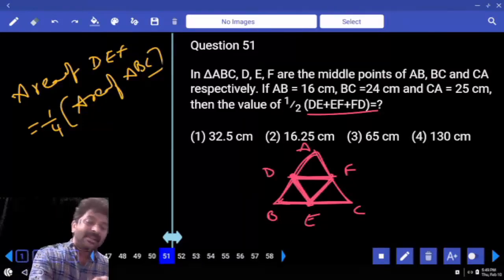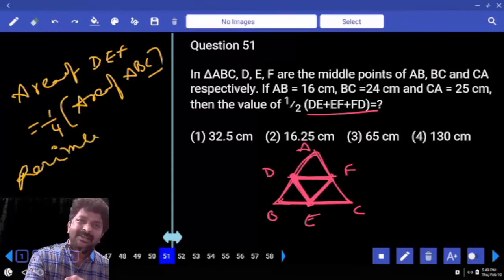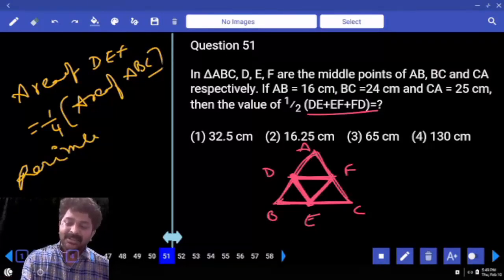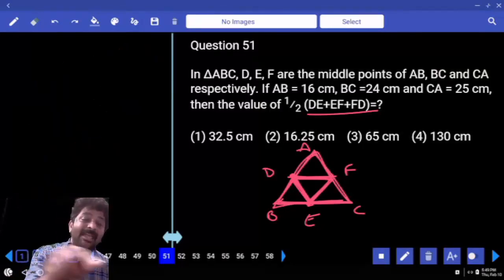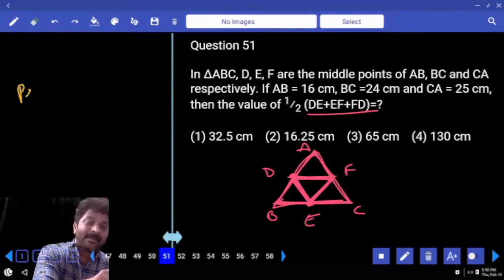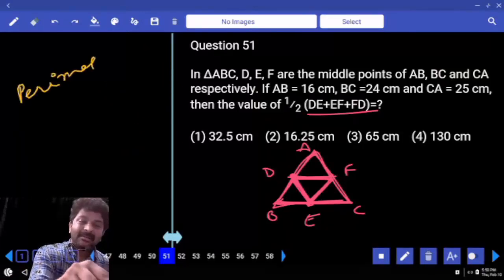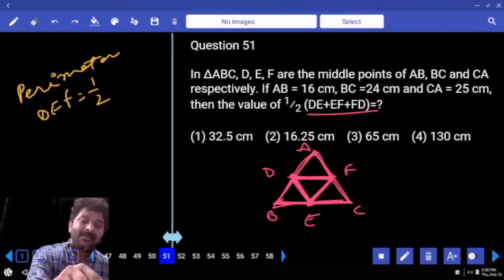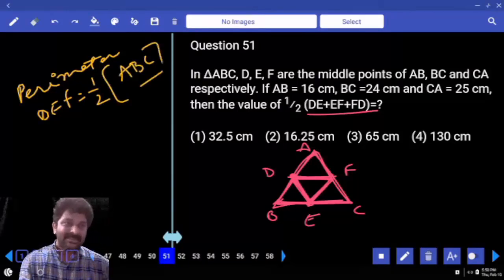Now, perimeter will be equal to... They said midpoints, so each side becomes what? Half. So perimeter also becomes half, right? Perimeter of DEF is going to be half of the perimeter of triangle ABC.